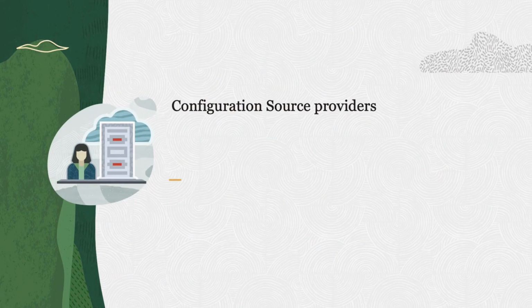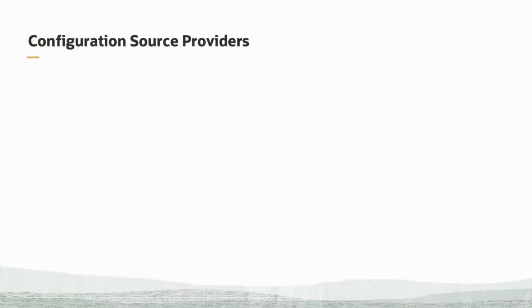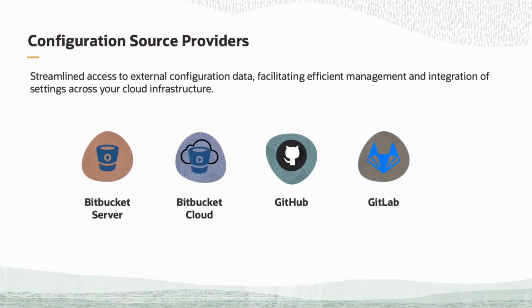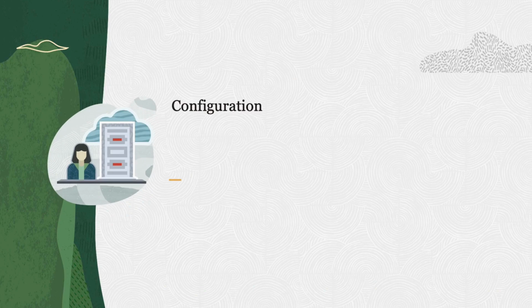Configuration source providers allow you to streamline access to external configuration data, facilitating efficient management and integration of settings across your cloud infrastructure. OCI Resource Manager supports several configuration source providers, including Bitbucket, Bitbucket Cloud, GitHub, and GitLab. These providers help you integrate your source control systems with OCI, ensuring that your infrastructure configurations are consistent and easily manageable.